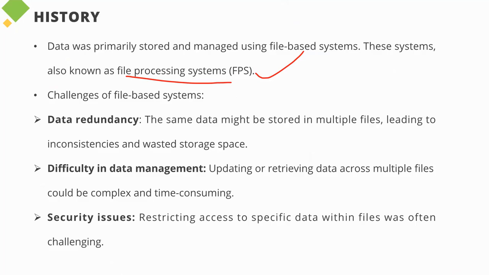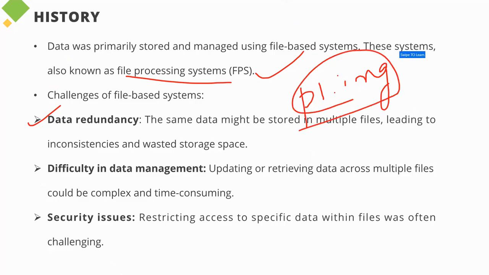The primary challenge is data redundancy. The same data might be stored in multiple files, which leads to inconsistencies. If you have a file named P1.image, you'll have P1.image in multiple files, and you also have naming conventions, so every time you need to store an image, you need to search for a new name. Sometimes you might even encounter files with the same name but different content.